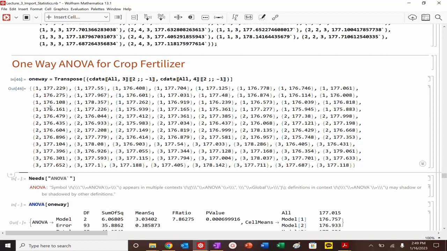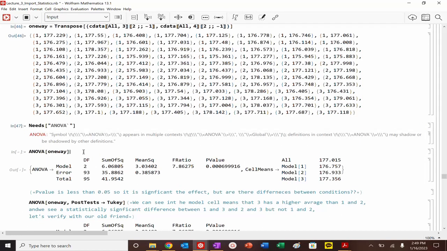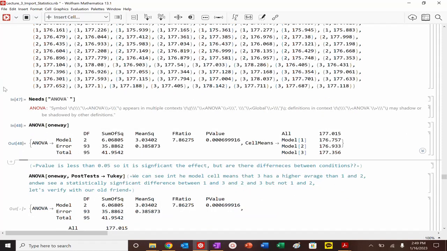So I want to pull out parameter 1, parameter 2, parameter 3, and we're going to run ANOVA tests and see if this outcome is significant. We get a lot of data here. These are degrees of freedom, sum of squares, mean squares, F ratio, and p-value. And we also get the cell means. What do all these values mean?